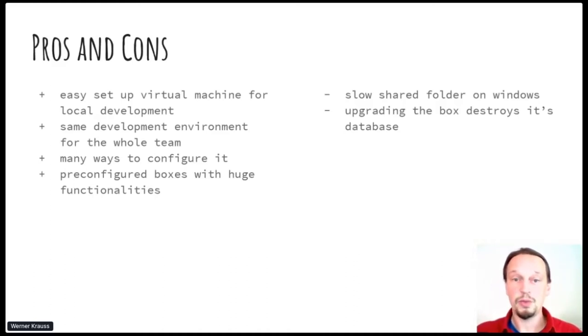Also, one big pro with Vagrant is that you have your project files on your local machine, and they get mapped into the box. So you develop locally on your Windows or Mac, but these files are shared or synchronized to this virtual machine, to your web server. Another downside is when you want to upgrade the box because there is a new release with new features or something like that, everything that is saved inside the box will be destroyed. So especially with a database, you need to download it, dump it first, and then import it again.